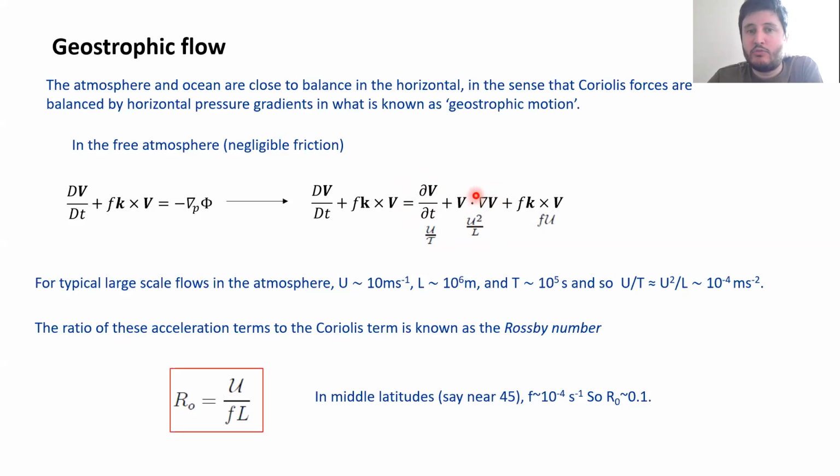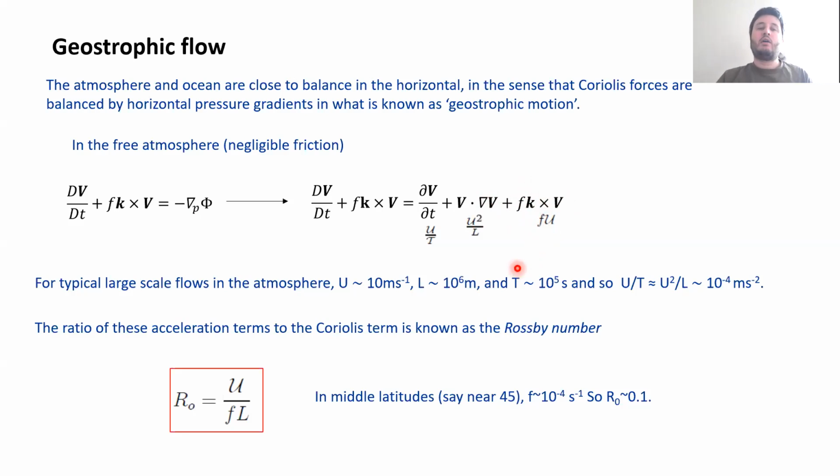Because a partial would be partial v partial x, partial v partial y. So basically in the denominator we have distance. And here again we have the cross product of the vector k, so it's unidimensional, its dimension is 1 actually, and v multiplied by the Coriolis parameter. So the scale magnitude would be something like fU.